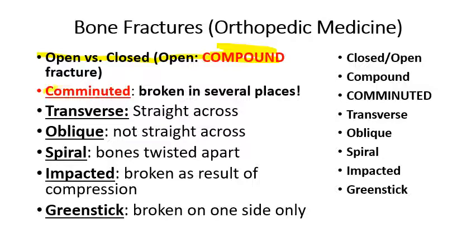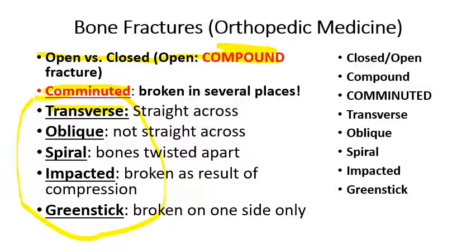A comminuted fracture simply means that the bone is broken in several places, but it could be open or closed. It doesn't say anything about whether the bone fragments broke their way out of the skin or not. Okay, now, if you have a bone fracture, there's several ways that you can describe it. A transverse fracture means that it's a straight line across the bone, and a transverse fracture can be compound or simple, right? And it can be closed or open, rather. It can be a compound or not.